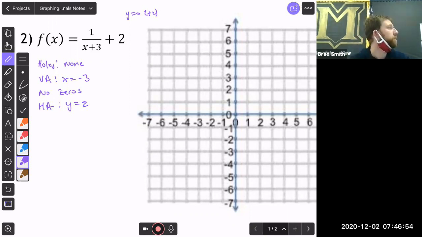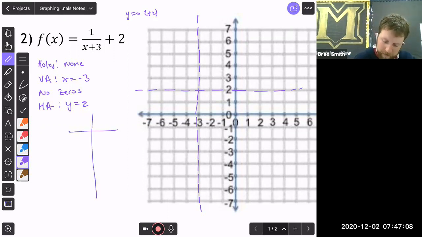Still with me? So let's go ahead and see where we're at. Vertical asymptote here at -3. Horizontal asymptote here at 2. I'll keep it basic for you guys. So x and y. My vertical asymptote over here was at -3. So I'm going to pick -4 and I'm going to pick -2, because right here at -3, that's my vertical asymptote.